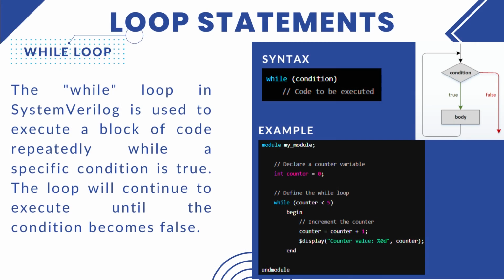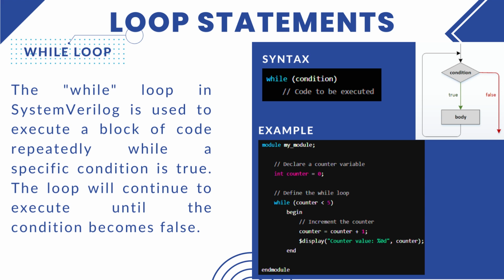Now, we will take a look at loop statements. Loop statements are used to execute a block of code repeatedly until a certain condition is met. They are very useful when you want to perform a certain action multiple times without having to write the same code over and over again. Let's take a look at some of the loop statements that are available in SystemVerilog.